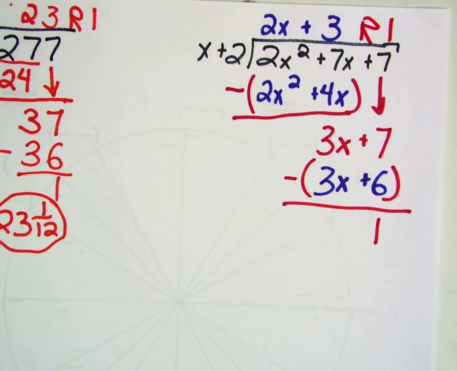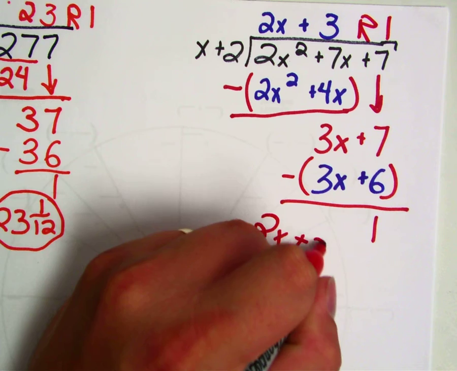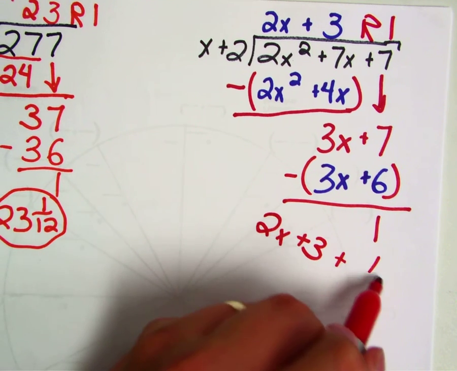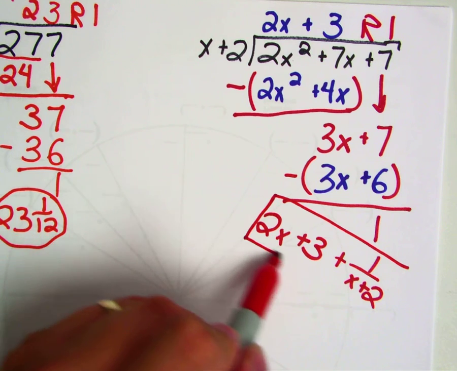Again, we're not going to be writing it that way for the most part. We're going to be writing it in this mixed number form. So we'd write 2x plus 3 plus 1 over x plus 2. I'm going to refer to that as mixed number form in class.